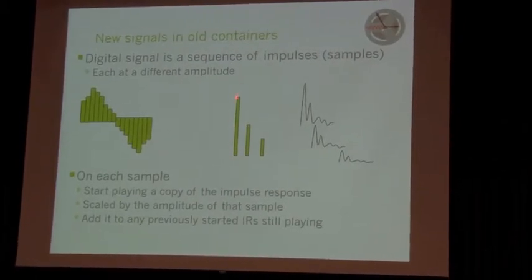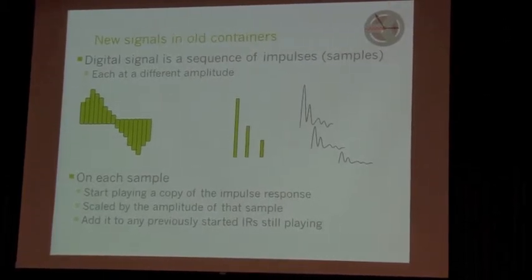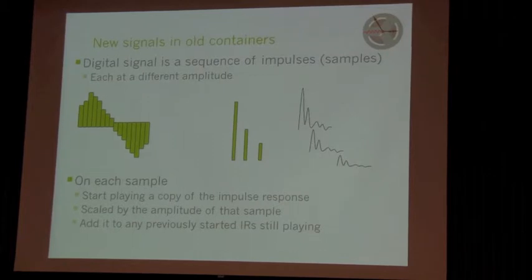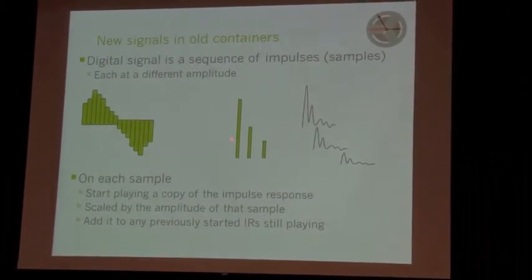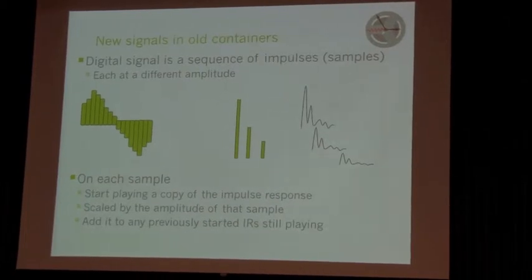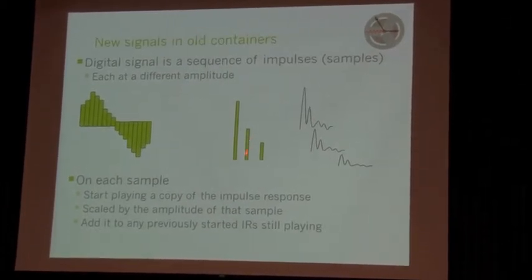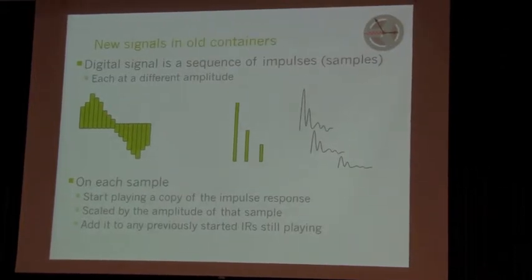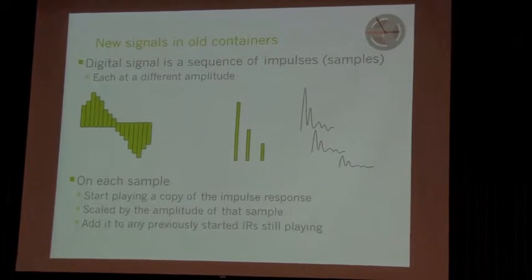Okay, so let's say you had this impulse and you played it into the room, and you know that the impulse response of the room is this. So you play this impulse, you get that response. And then you play this next one, the next one in line, you get the same response but attenuated.